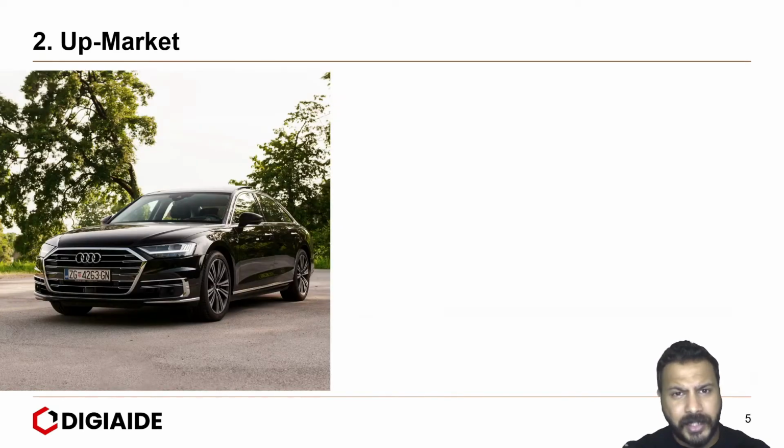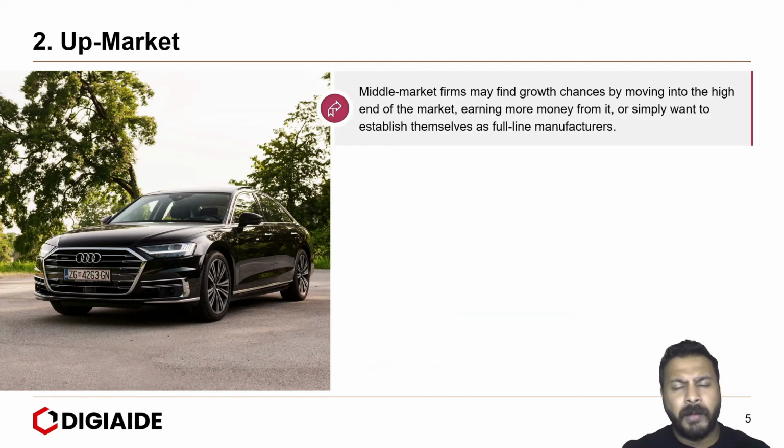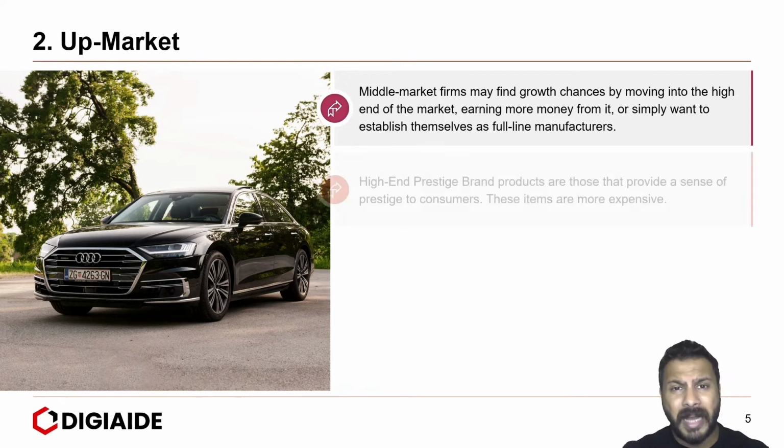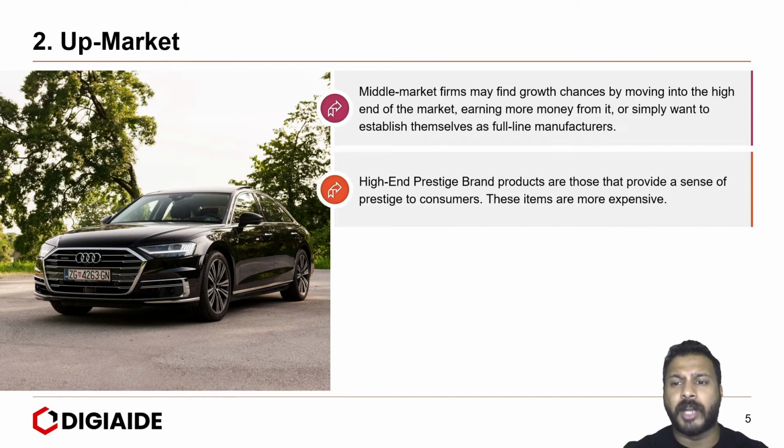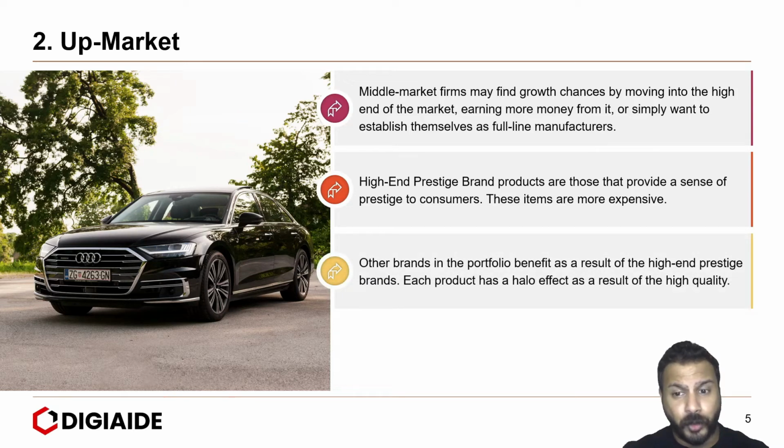Moving on to the second strategy of upmarket. Middle market firms find growth chances by moving into the high end of the market, earning more money from it, or simply want to establish themselves as full-line manufacturers. High-end prestige brand products are those that provide a sense of prestige to consumers. These items are more expensive. Other brands in the portfolio benefit as a result of the high-end prestige brands. Each product has a halo effect as a result of the high quality.